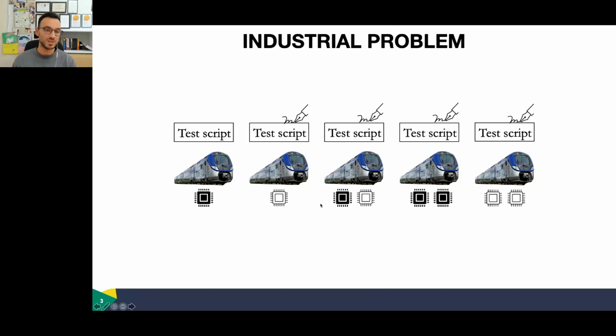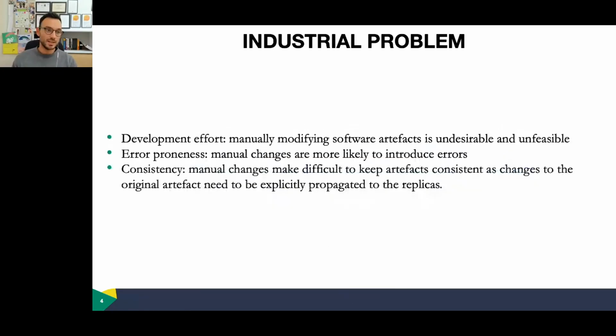And so that was the strategy. Clearly, this way of proceeding had some drawbacks. First, it was the effort that was required. Manually modifying artifacts is undesirable, and for an industrial product family it is sometimes even unfeasible because you have a lot of products. You also have a problem with error proneness, in the sense that since you do manual changes, you might be more likely to introduce errors and eventually propagate them.